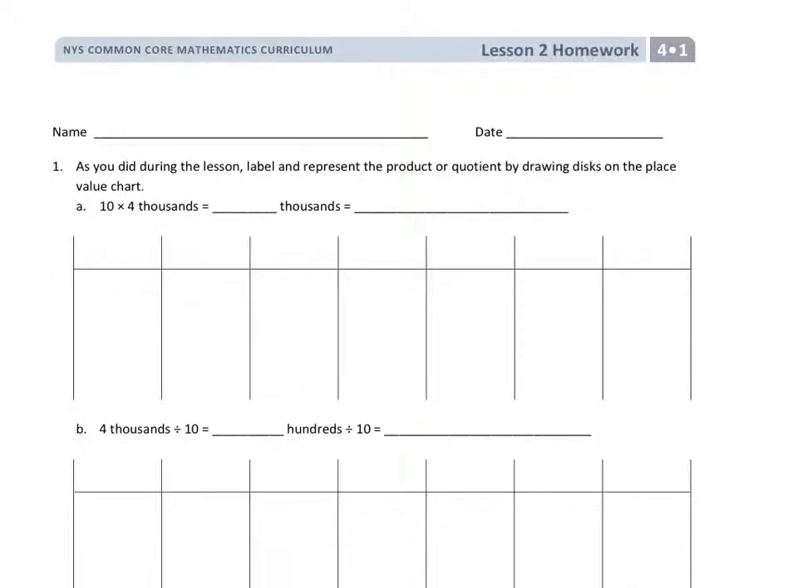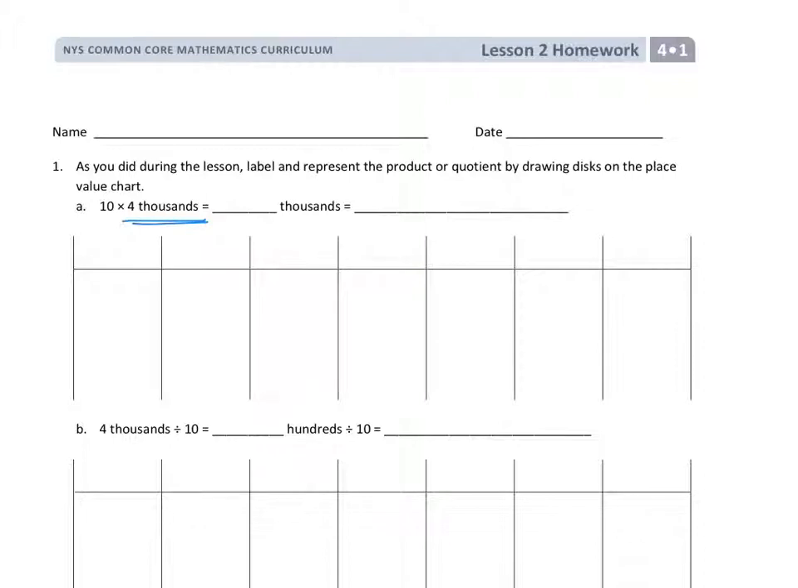Tonight's homework is about students recognizing a digit represents 10 times the value to its right. So if we look at this first example, it says during the lesson, label and represent the product or quotient by drawing discs on a place value chart. So students are going to draw first 4 thousands.